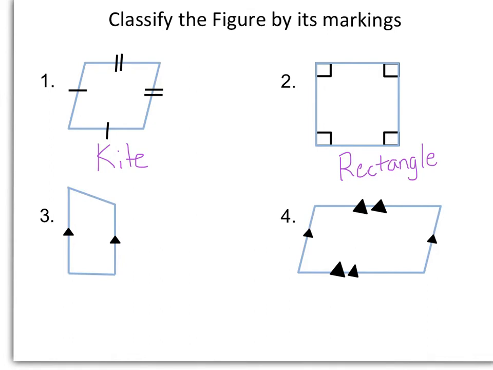Number 3, we have one pair of opposite sides parallel, so that makes it a trapezoid. Now number 4 I know is marked different on your paper. These markings aren't here. So you have one pair of parallel sides and opposite sides are congruent. So that makes that an isosceles trapezoid.